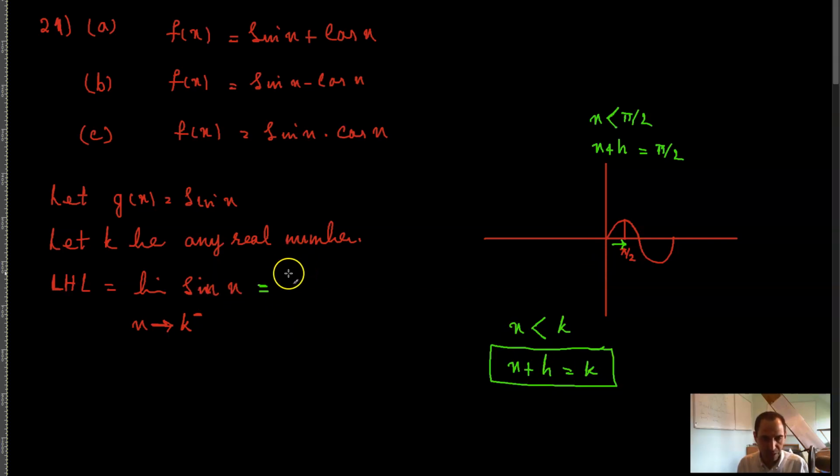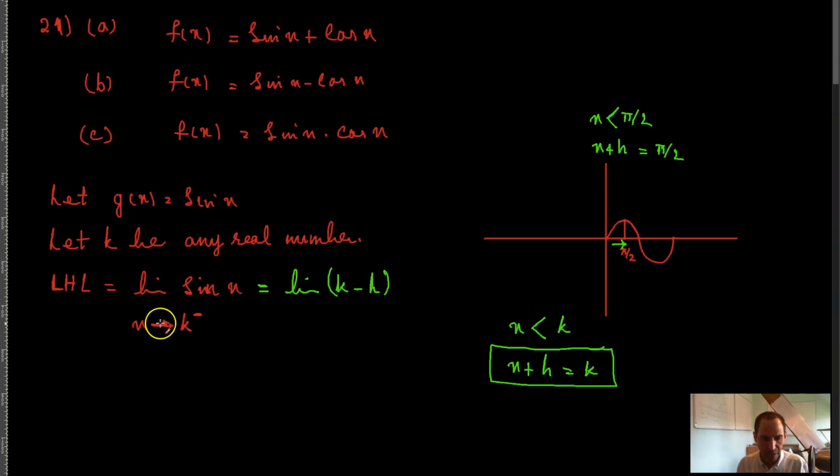So what happens is that then you can write this limit as the limit of, basically, instead of x you can write k minus h, right? K minus h.